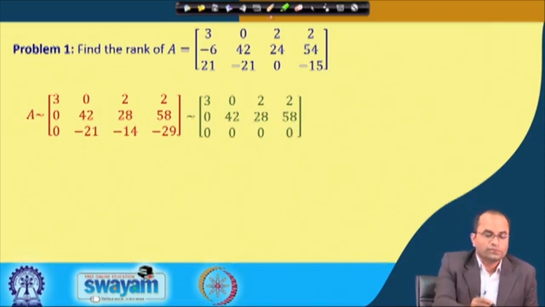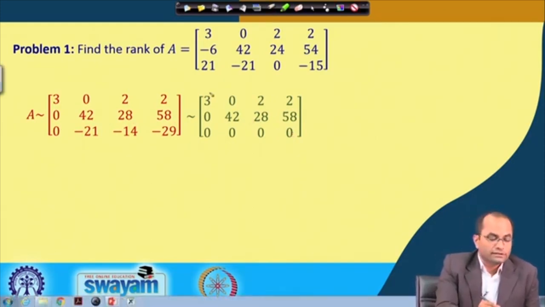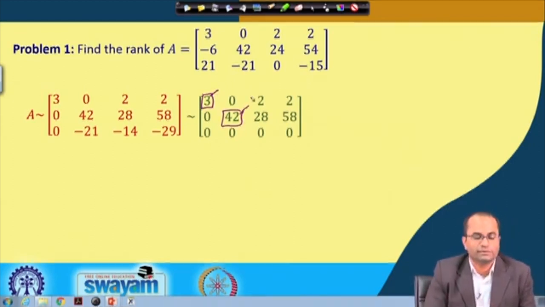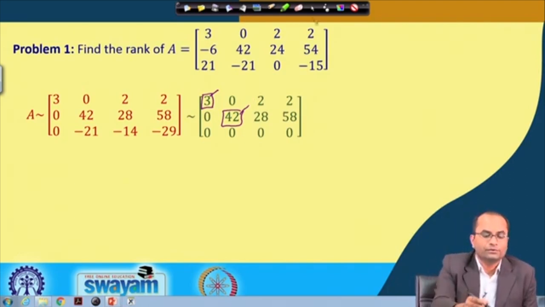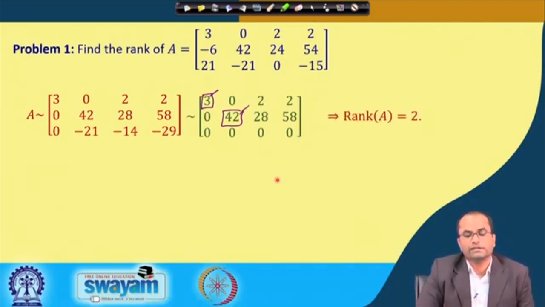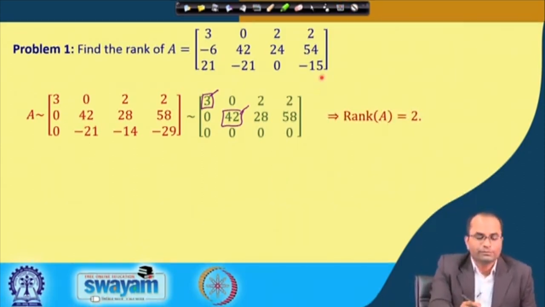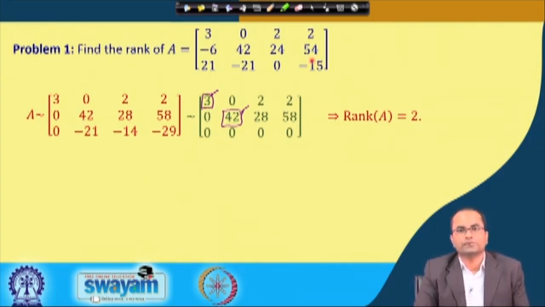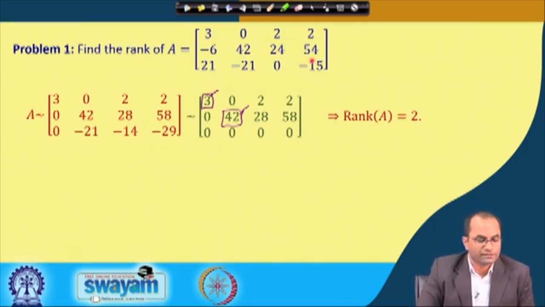So, this is the row reduced echelon form, and in this row reduced echelon form we have to count now the number of pivots. So, we have one pivot here, we have another pivot as 42. So, the total pivots here we have is 2, and that is what the rank of this matrix is: 2. So, this is the simplest way of getting the rank. We just take the matrix and try to reduce it to the row reduced form, and then count the number of pivots, and that is precisely the rank of the matrix.